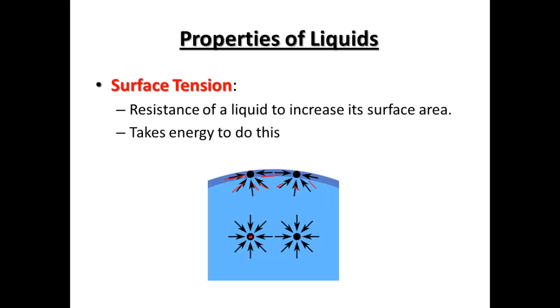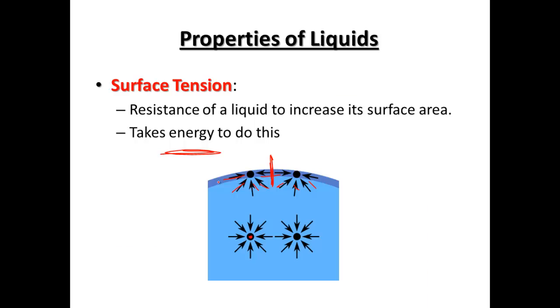And surface tension is the resistance to increase that surface area. So try to pull these guys apart. It takes some energy to overcome that. And liquids that have high intermolecular forces have high surface tension. They don't like to get pulled apart. They like to keep this nice tight surface up here.